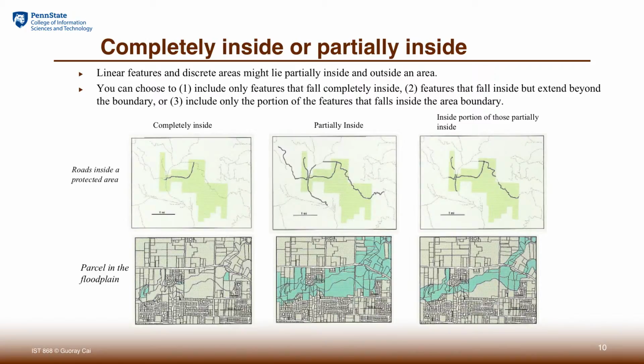Also, using the parcels and floodplain as an example, if you choose only those parcels that are completely inside the floodplain, what you see in the map on the bottom left is that only 2 or 3 of them meet the criteria. But if you relax that requirement, say any parcels that are partially within the floodplain can be selected, then we have more parcels qualified for that case.